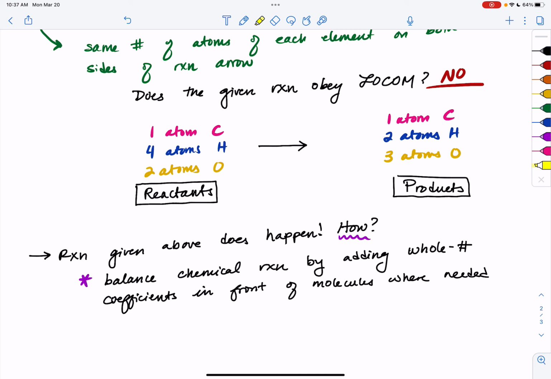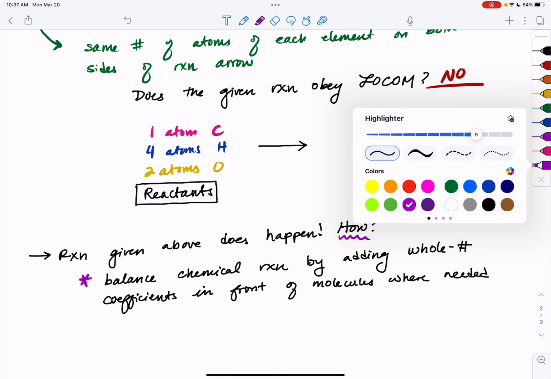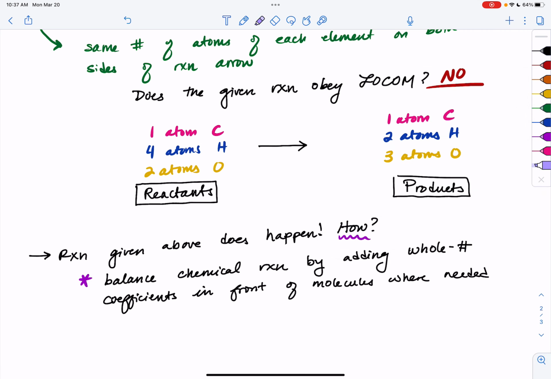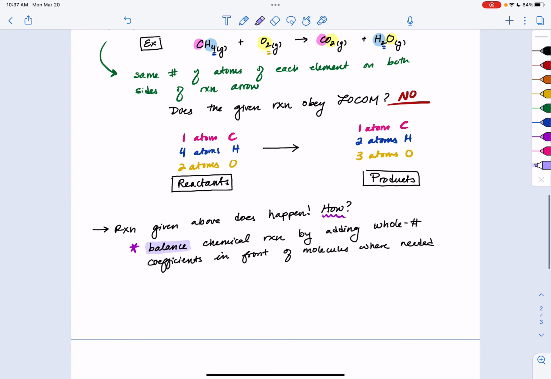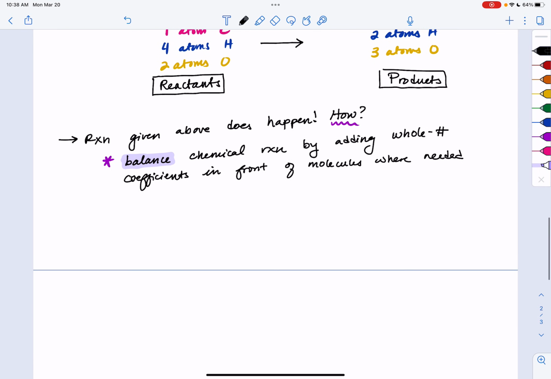So this is what's happening when we balance a chemical reaction. We're going to place coefficients or numbers out in front of our molecules. And let's think about what that's going to do for us. Well, maybe we'll get there in a moment. So let's look at our reaction again. So I've got CH4 gas reacting with O2 gas to form carbon dioxide and water vapor.